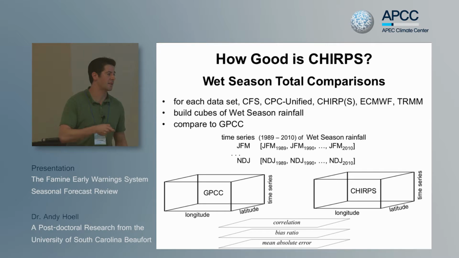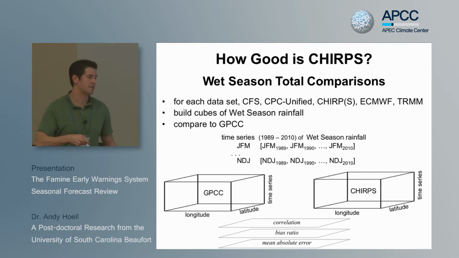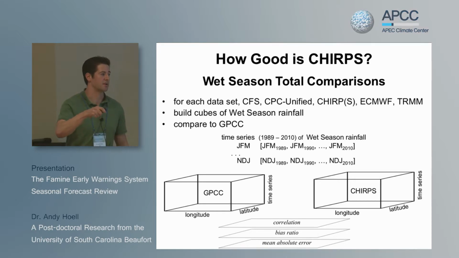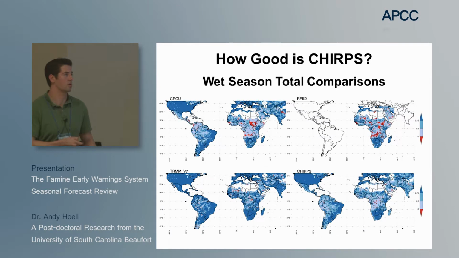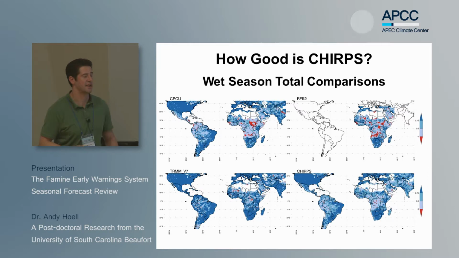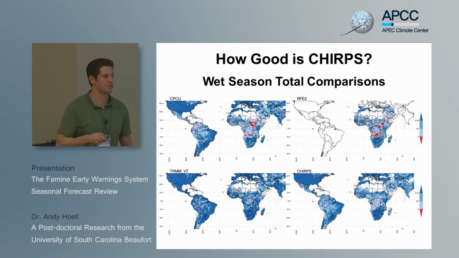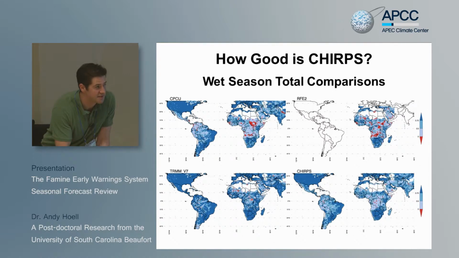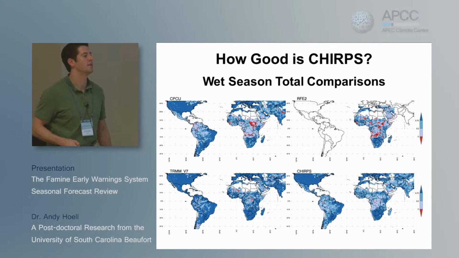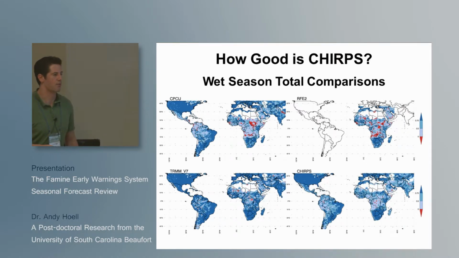So what we do is we then compare the wet seasons for GPCC with the wet seasons for each of these products. And what we see, and these are correlations of each of those products that I outlined before, CHIRPS does a really, really good job. You probably can't see this, but this correlation of 0.75 is the darkest blue color, and a red color here is basically no correlation. You see next to no areas of red in CHIRPS.